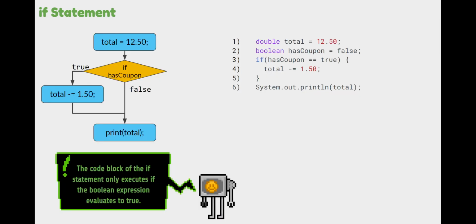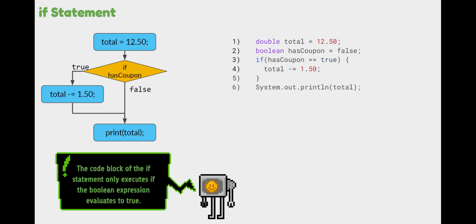Looking at our flowchart example from earlier of the portion of a receipt program, we can now see that in code on the right. Our first blue box is step 1, where we are declaring and initializing a double variable named total and assigning it the double value of 12.5. On line 2, we are also declaring and initializing hasCoupon. We are setting it equal to false.